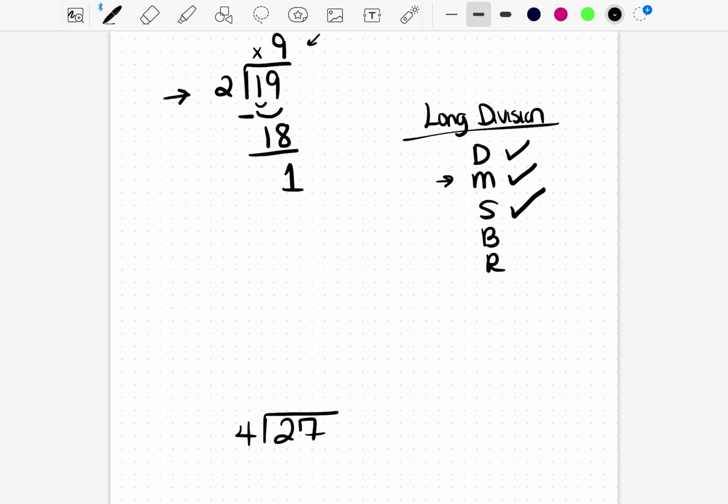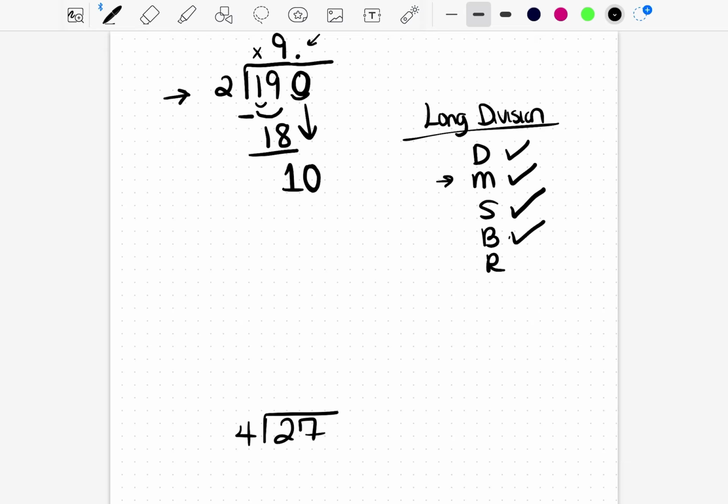Now we can go ahead and bring down. Now you're going to say there's nothing next to the 19 to bring down, but we can extend the answer. So what can we do? We can add a 0 here, but the only caveat is that if we add a 0 there, then we have to put a decimal point in our answer. So we added a 0 there. We can now officially bring it down. So we're going to bring down the 0. So we have a brand new number to use.